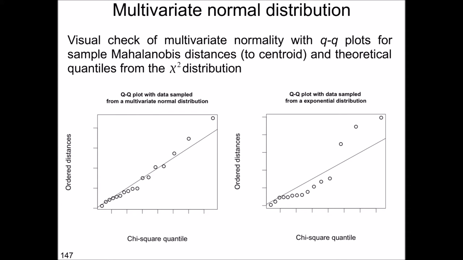When we look at the normal distribution, we can check it visually. What we use here is the sample Mahalanobis distance to the centroid of the data and the theoretical quantiles from the chi-square distribution to evaluate whether some data is multivariate normally distributed or not. We see on the left side data that comes from a multivariate normal distribution, so there is a slight deviation for small sample sizes. And on the right, you see data that has been sampled from an exponential distribution. You see quite a conspicuous deviation from the one-to-one line between the ordered distances and the chi-square quantiles of the distances.